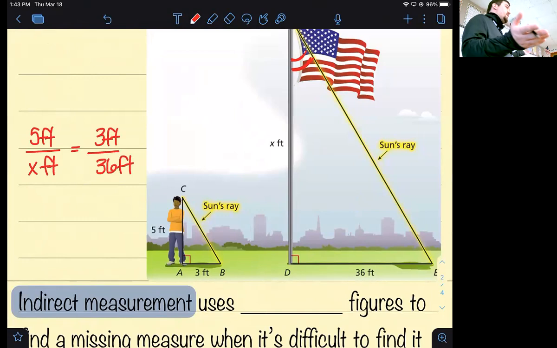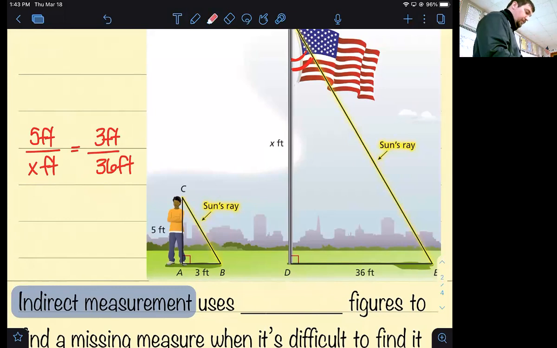So that's not the only way you could set the proportion, but it just makes sense, right? We have 5 feet to X feet, height of the person to height of the flagpole, and then shadow of the person to shadow of the flagpole. But you could also do 5 is to 3 as X is to 36, and there's different ways you could set this up. Let's go ahead and cross multiply.